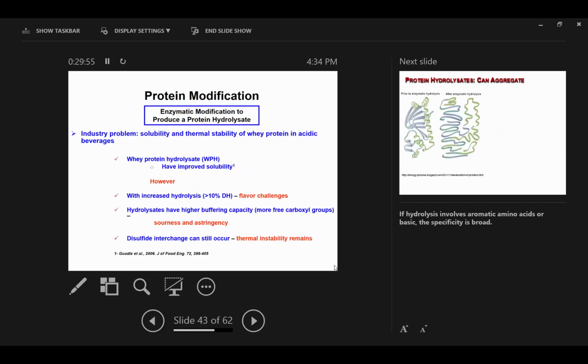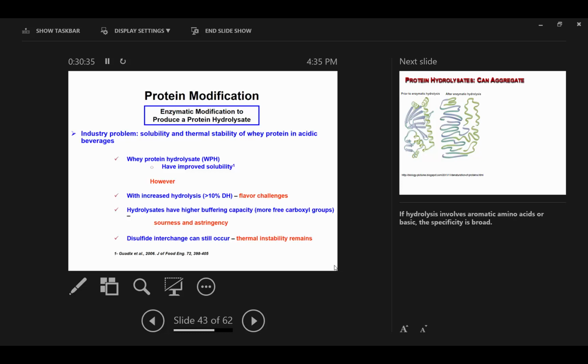So we can hydrolyze. If you hydrolyze the protein, okay, you'll have better solubility. However, if you have a high degree of hydrolysis to have really enhanced solubility over time, there are flavor challenges with bitterness. The other challenge is you're breaking bonds, so you have amine groups and carboxyl groups, so you have even more buffering capacity. That means you need to add even more acid to maintain a low pH. Then it's worse. Flavor is worse.